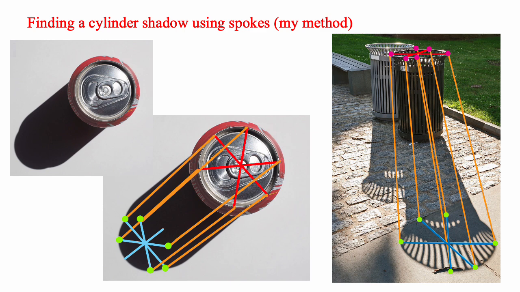You can also find cylinder shadows using my spokes method. So set up spokes on the can and draw light rays from the end of each spoke to find spoke shadows on the ground. And these shadows should go through one point. You can see that this shadow is smaller than the top of the can because it's further away. And this ellipse is very different from the casting ellipse. And yet my spokes method accurately found both shadows.